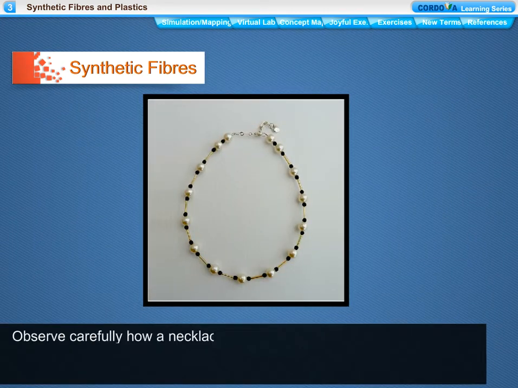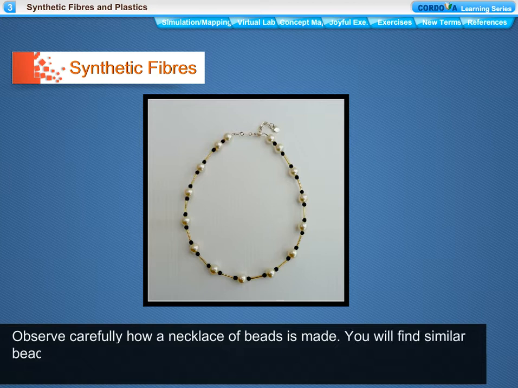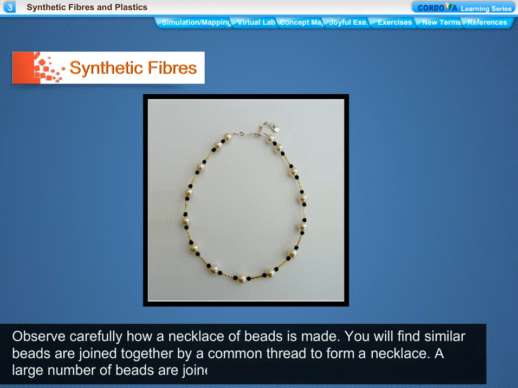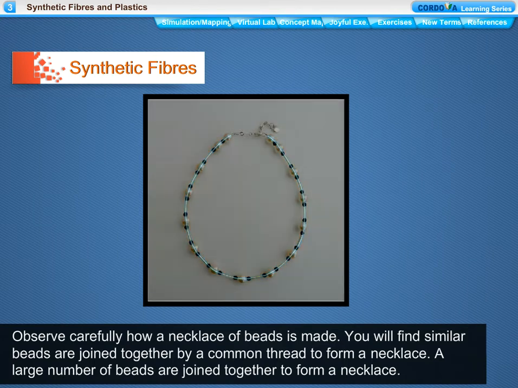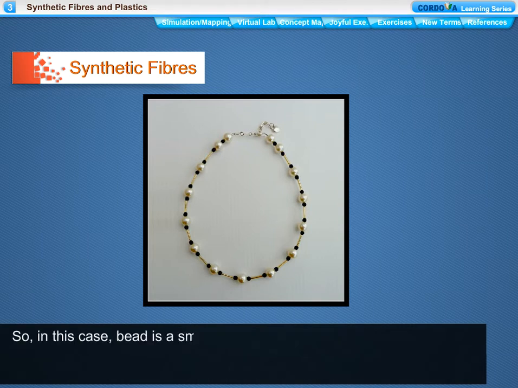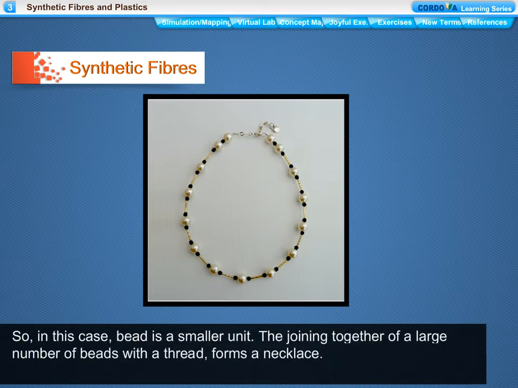Observe carefully how a necklace of beads is made. You will find similar beads are joined together by a common thread to form a necklace. A large number of beads are joined together to form a necklace. So in this case, bead is a smaller unit. The joining together of a large number of beads with a thread forms a necklace.